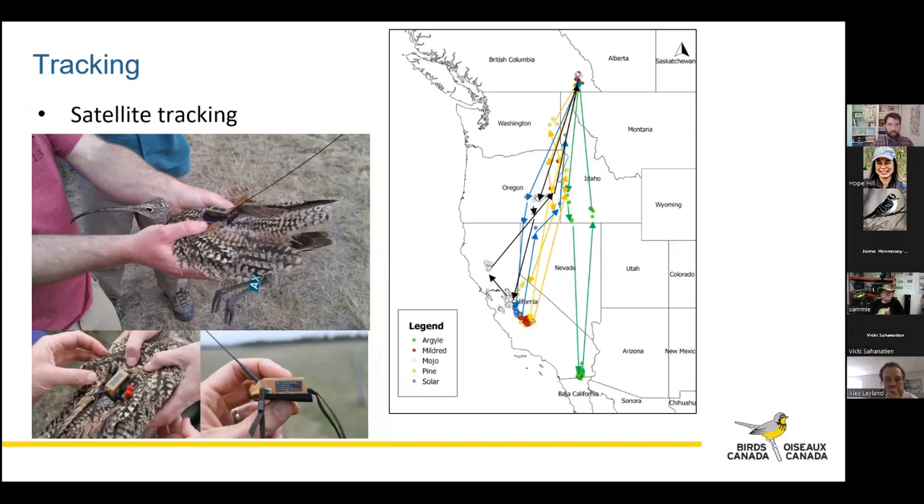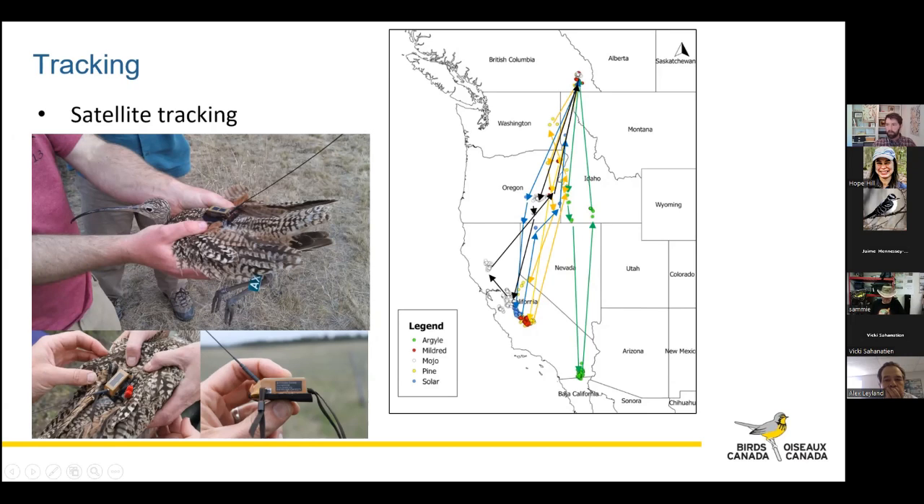So satellite tracking, as you can see, it's a bit larger of a tag on a bird, but you get this really fine scale data of where they're moving. So this is an example of a long-billed curlew in British Columbia. And we have a bunch of individuals and you can see where they moved down for migration, see where each individual spent the winter, moving through different valleys in California, and then what routes they took back north to their breeding grounds in Southeast British Columbia.